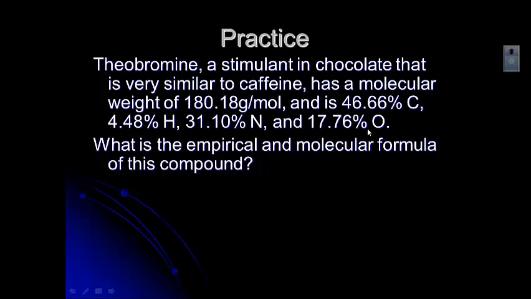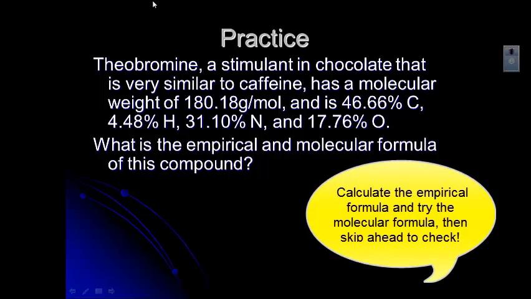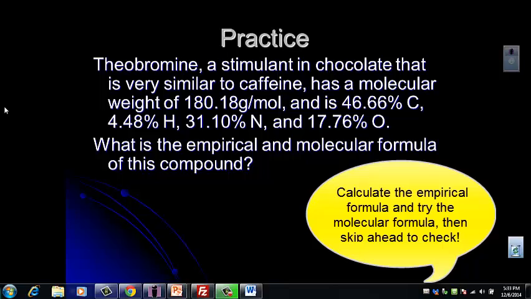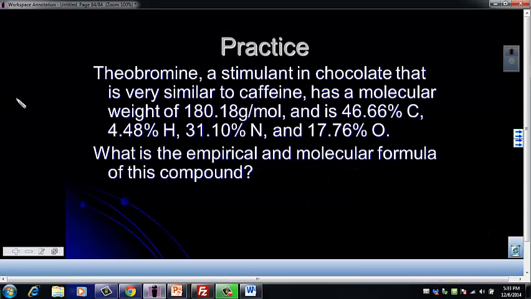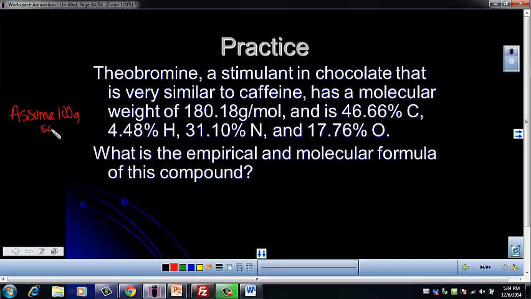So let's get started. Empirical formula first. Remember that if it gives us the percents, our first step is percent to mass. So we're going to want to assume a 100 gram sample so that we can use those masses. So we're going to assume that we've got 100 grams, so we know that 46.66% of 100 grams is 46.66 grams. So we've got 46.66 grams of carbon. We're going to convert that from mass to moles now, so grams to moles of carbon.